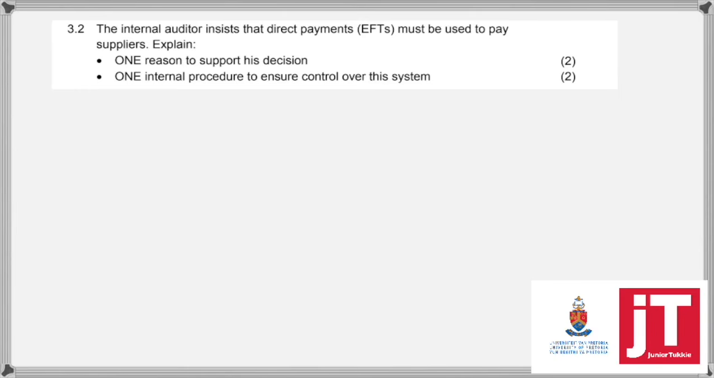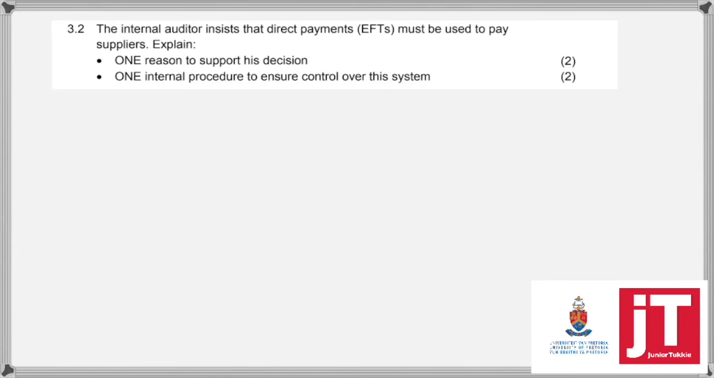So looking at our next question, the internal auditor insists that direct payments, EFTs, must be used to pay suppliers. Explain one reason to support his decision and one internal procedure to ensure control over the system.